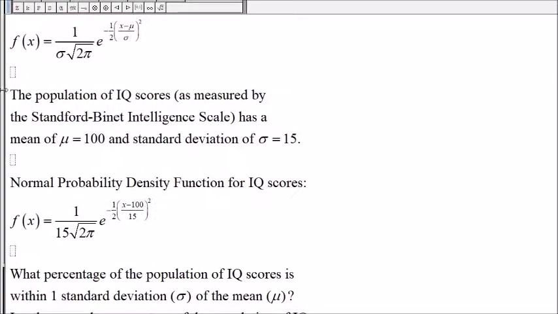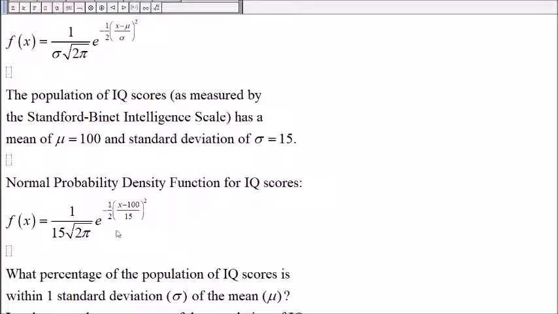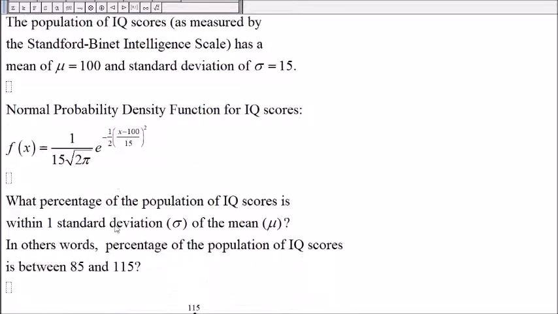Now that we know the probability density function of IQ scores, we can ask questions like this. What percentage of the population of IQ scores is within 1 standard deviation of the mean? Meaning, if we go from 100 and go 15 above it and then 15 below. In other words, what percentage of the population has IQ scores between 85 and 115. So 85 is 1 standard deviation below the mean of 100, and 115 is 1 standard deviation above 100.